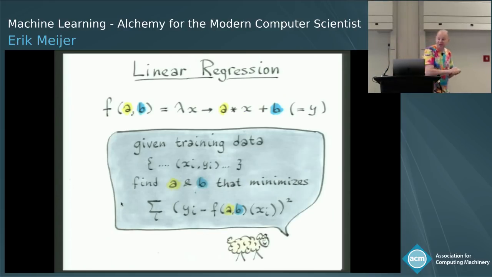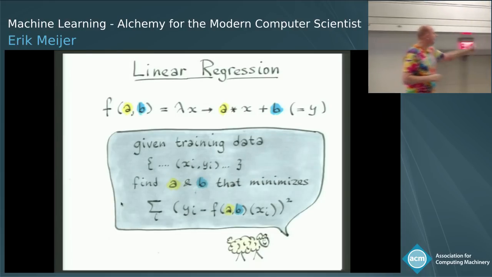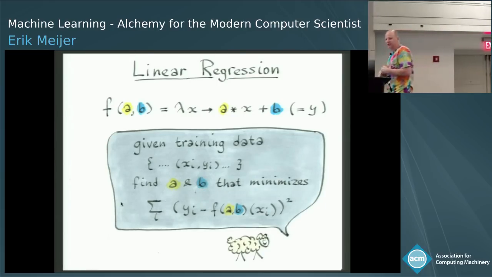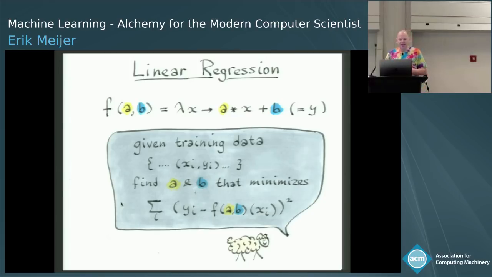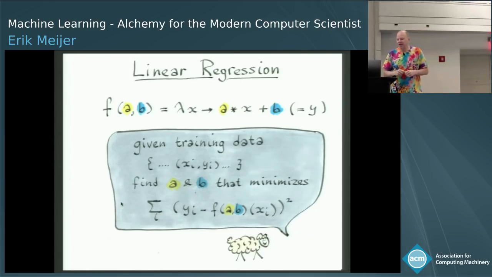All right, so this is what we have to do. Let's write this as a higher order function. We have a function f of a and b, and it returns a function that takes an x and computes a times x plus b. And what we have to do is, given training data, a set of xi's and yi's, find a and b such that it minimizes the error, the sum of the squared error.